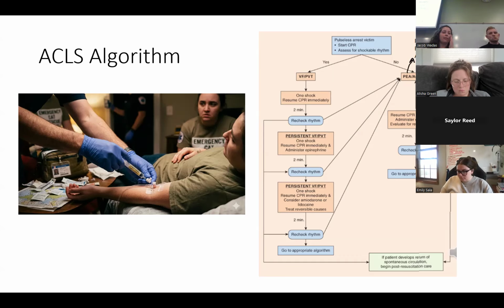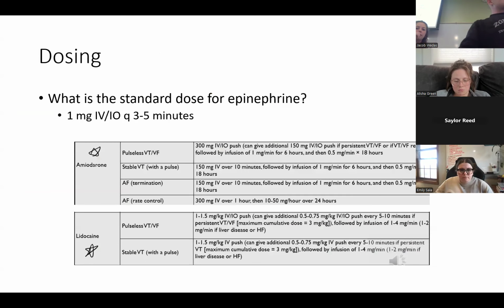And I know I'm a very visual learner. Just looking at this image, you can see it's kind of just a circle, and all of these arrows, there's not an actual end to it. So the end is hopefully getting that patient back. Yes, exactly. So just keep in mind that this is a little bit different from other algorithms, and that we're trying everything that we can to bring that patient back. Excellent. All right, so dosing.